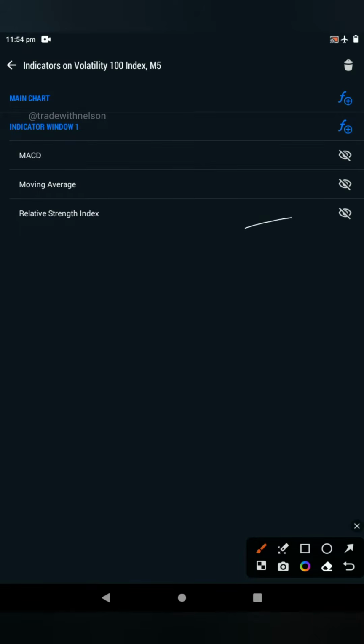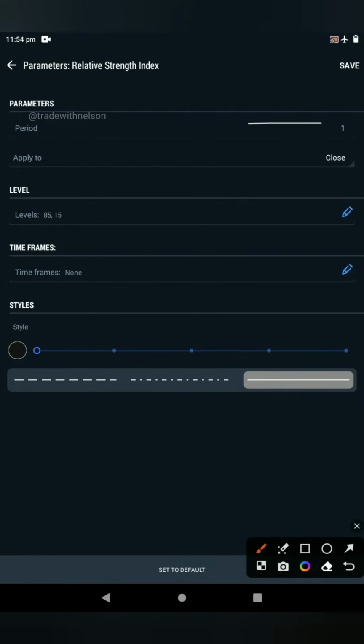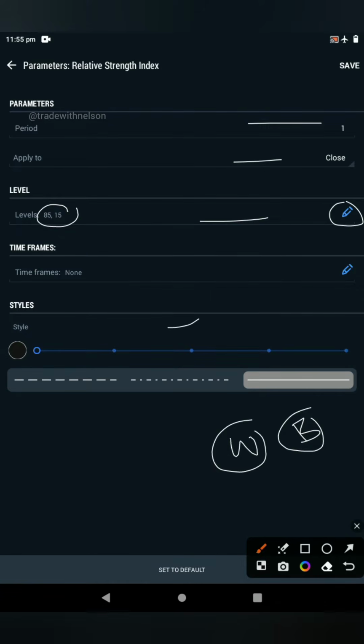And the last indicator is the relative strength index. To select that, click on the F icon on the indicators Windows 1 and search for relative strength index. Make the period to be 1, apply to close. For the levels, click on this pen icon, select level 85 and 50. For the style, select color of your background. If your background is white, select white. If it is black like mine, select black. After that, click on save.